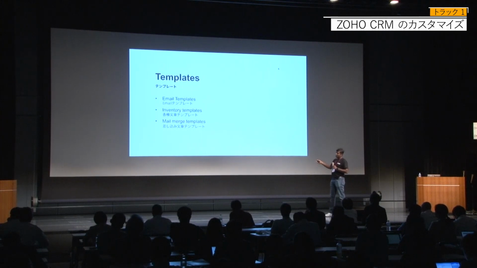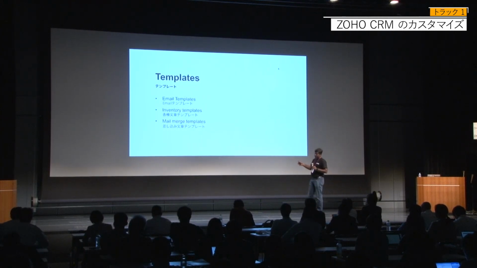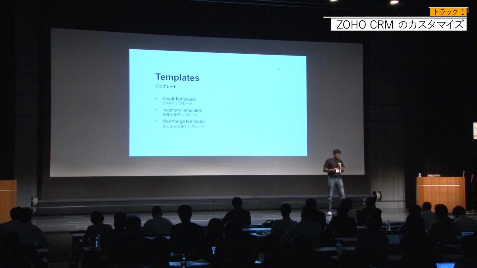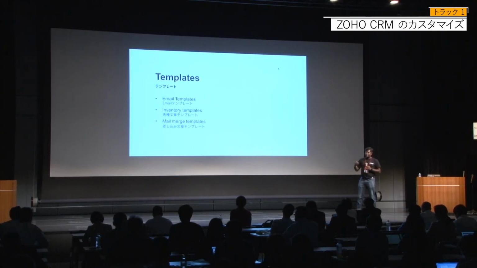And then we have the inventory templates. The inventory templates are the quote invoices, the sales orders and purchase orders that you send out. You can customize those templates as well. And you have the mail merge template. So if you want to copy some of Zoho CRM's information onto a Word document, so that you want to send out, let's say, a soft copy or a hard copy, take a printout and send it out, you can use the mail merge template as well.